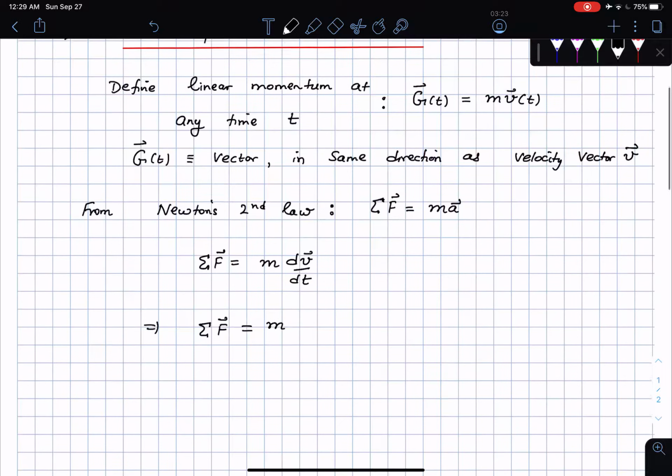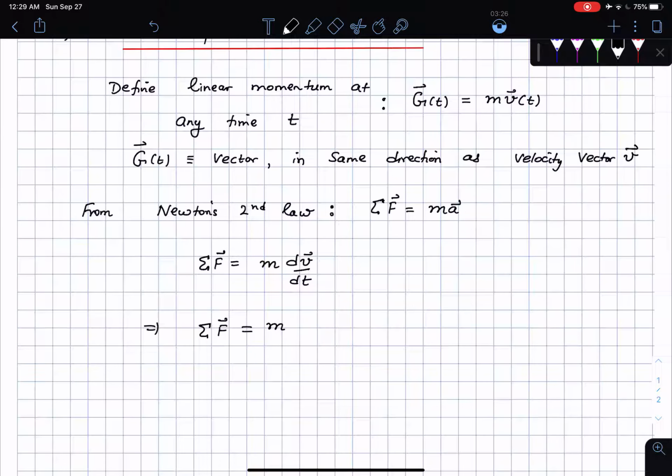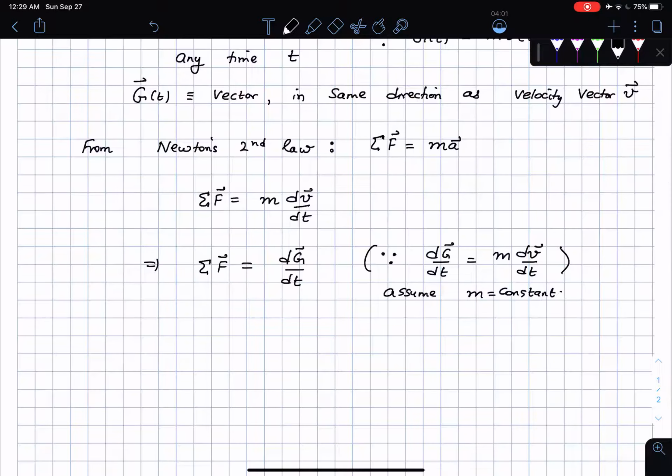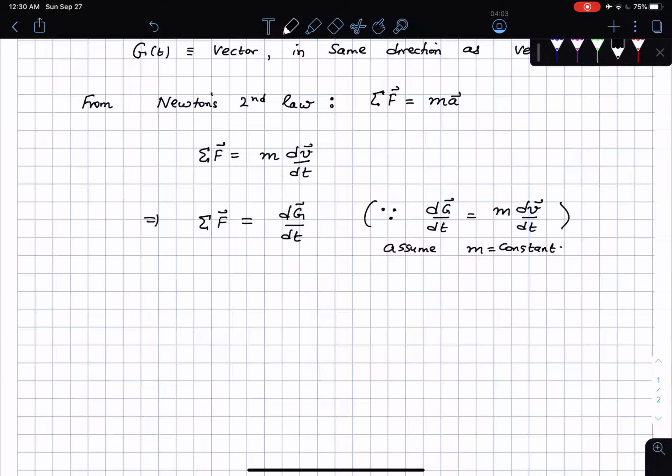So m times dv by dt is nothing but the rate of change of the linear momentum. Instead of writing it as m dv by dt, I can write this as dg by dt. This is because dg by dt is m times dv by dt, under the assumption that the mass does not vary with time, and we are assuming constant mass. This is called the differential form of the linear momentum principle.